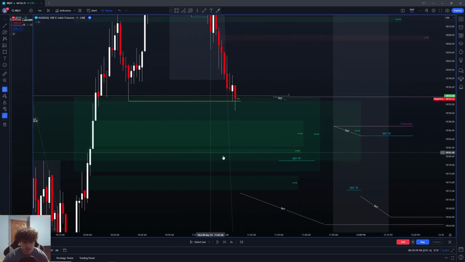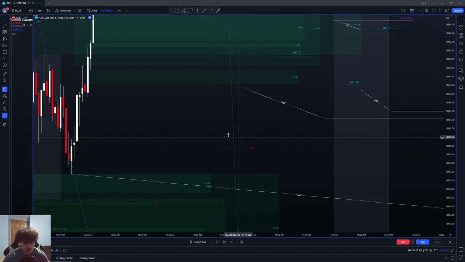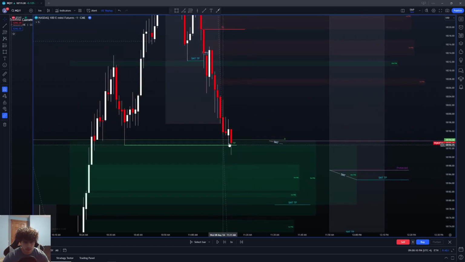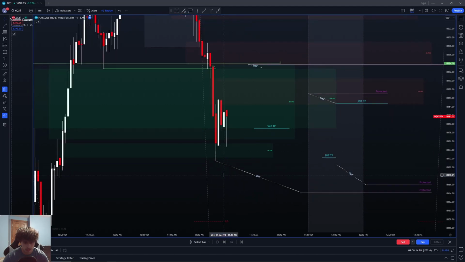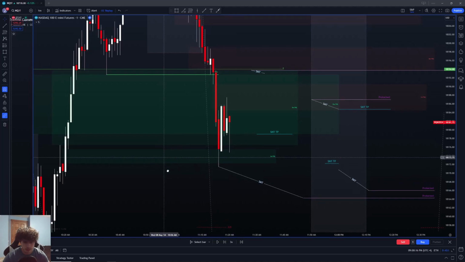We also do have some PD arrays here, so I probably would not really hold anything after this because look, we have 15-minute here, we have 5-minute. It would take a lot of downward pressure to go to this discount. So probably would take all off here, or at least most. So we did end up going down all the way down to this 1 minute.